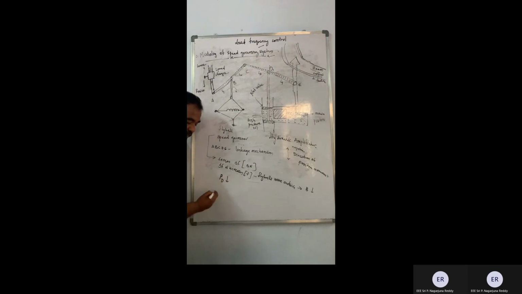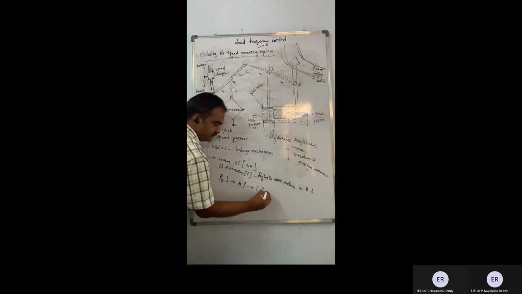There was a drop in speed. There was a drop in power demand, which led to an increase in speed. If speed increases, then automatically frequency increases, isn't it? So since the speed has increased, what will happen? The fly balls move outwards. If the fly balls move outwards, what will happen?